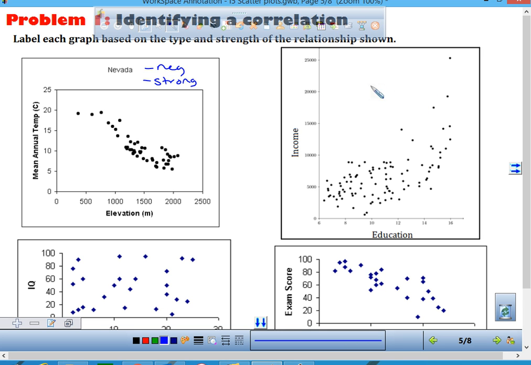How about the top right? Positive, negative, or no? It's a slightly positive increase. As we go to the right, it's starting to increase. Okay? There it is. Okay, and then strong or weak? That one is more weak where they're spread out.